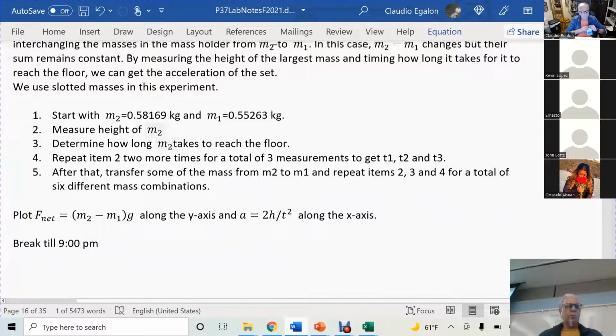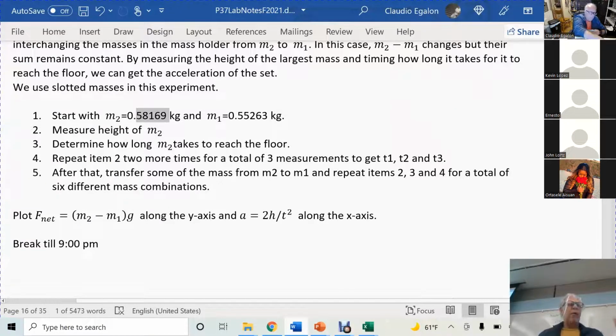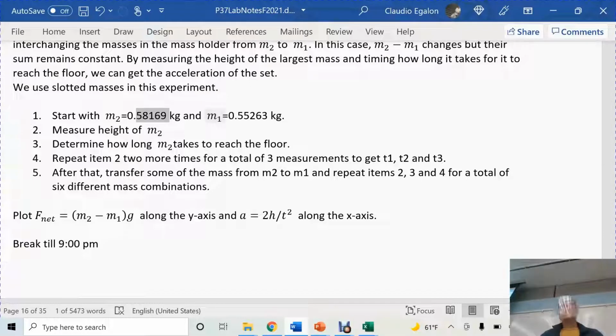Start with mass 2 equal to 580. Okay, here you go, I have numbers here for you. Those numbers are not written in stone, but should be around 580 grams. Okay, 580 whatever grams. And mass 1 should be roughly 550. In this case, I have 552. You can have different numbers, but don't make too much of a difference. Don't make this one too heavy, to the point that the mass is accelerating too fast and you cannot have a period of fall long enough, okay?